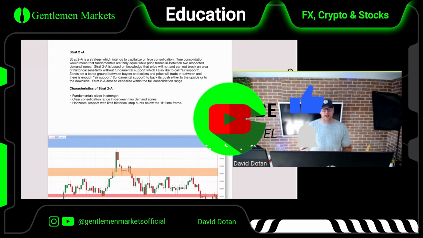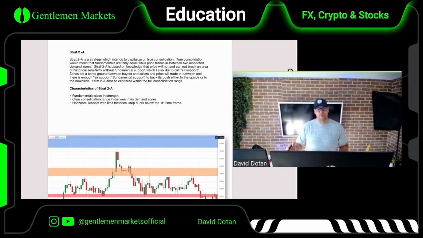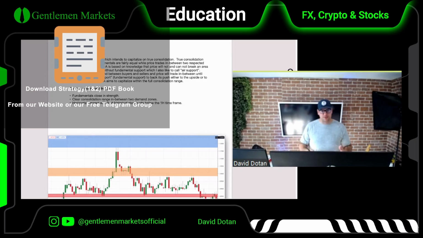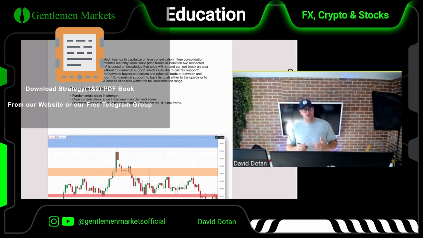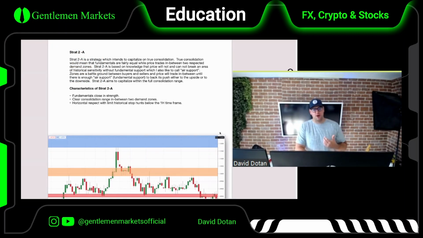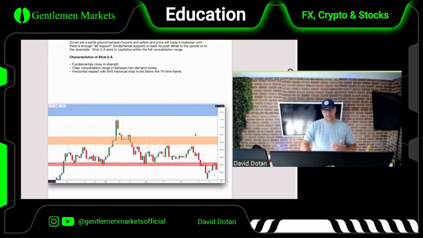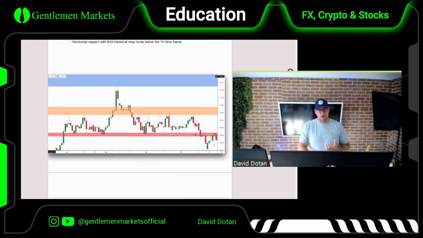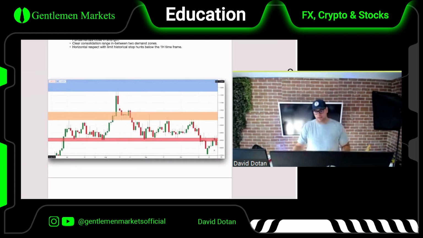Zones are a battleground between buyers and sellers, and price will trade in between until there is enough air support or fundamental support to break its push either to the upside or to the downside. Strat 2 aims to capitalize within the full consolidation range. Okay, we'll get to characteristics. Now, let's go to the charts. We'll come back to the characteristics.